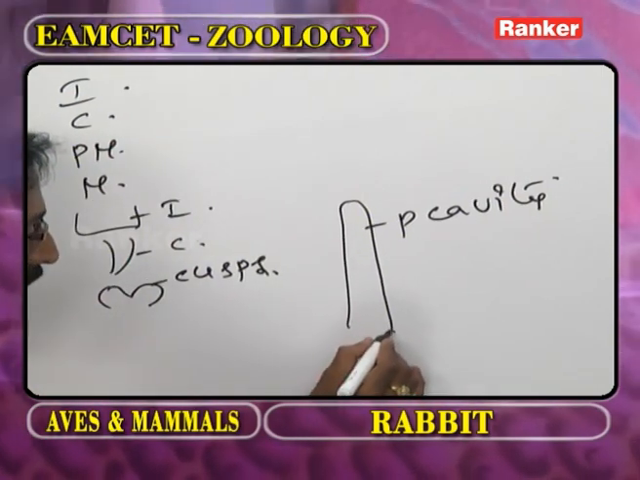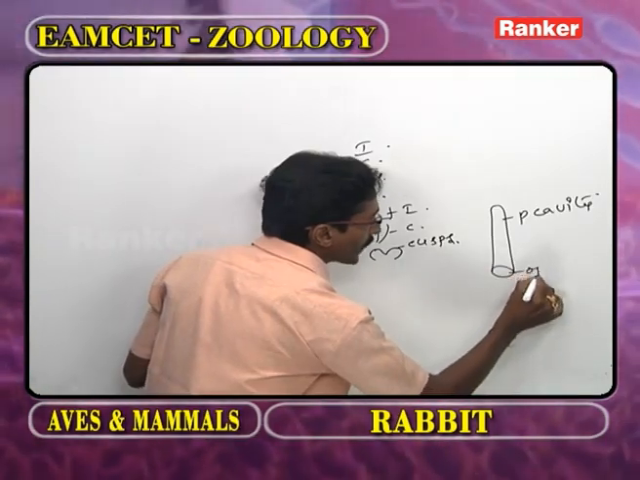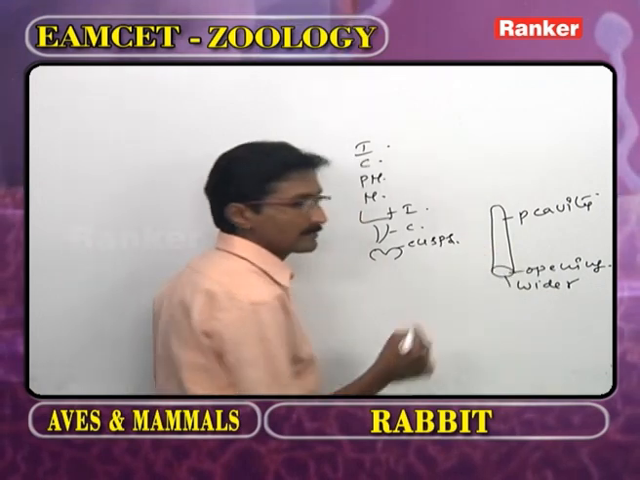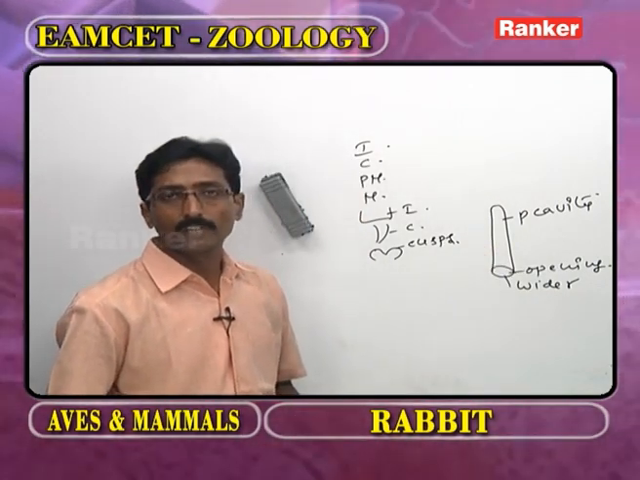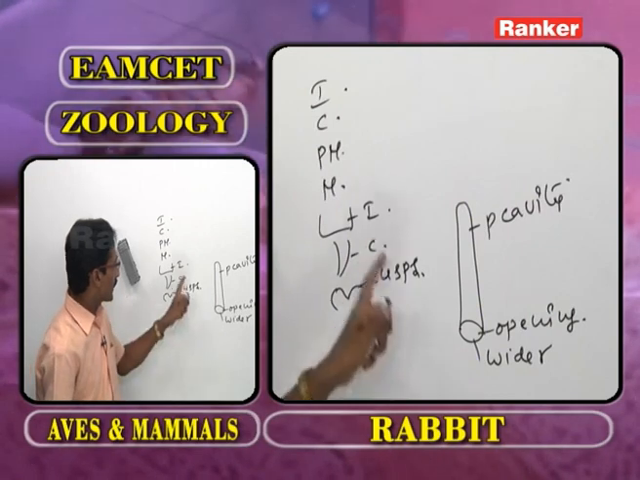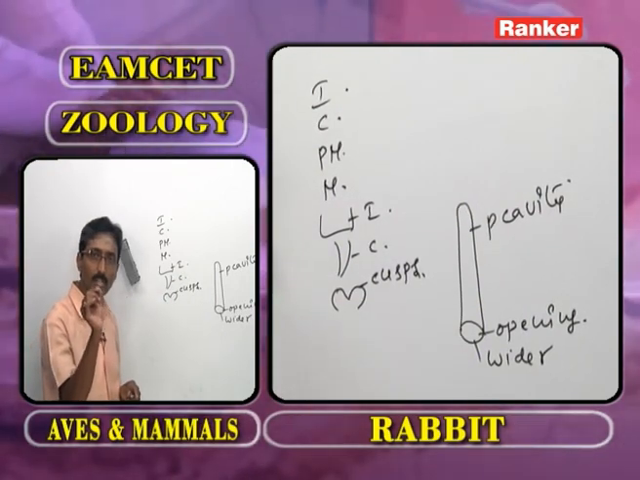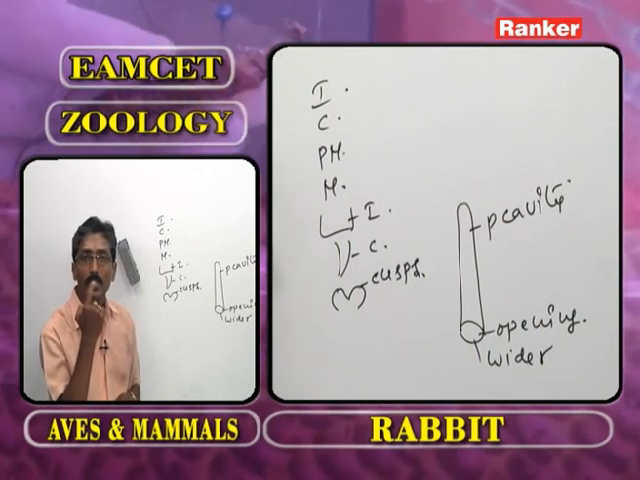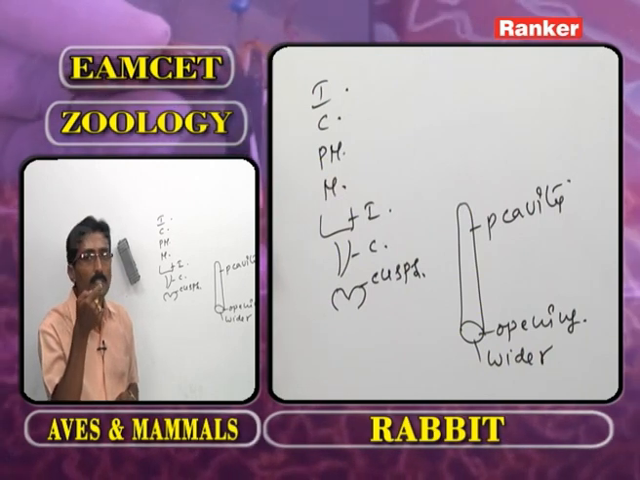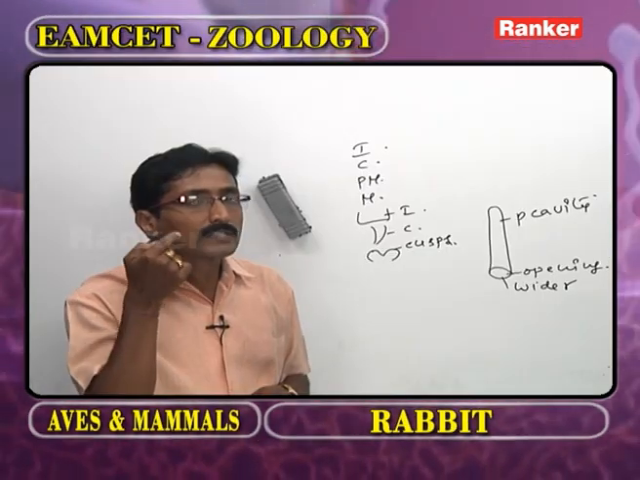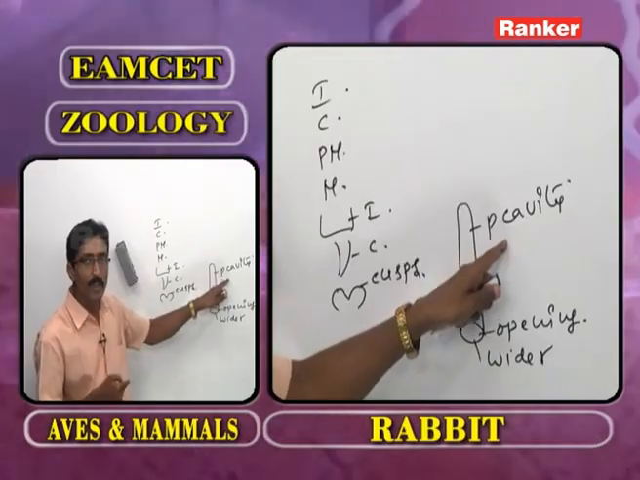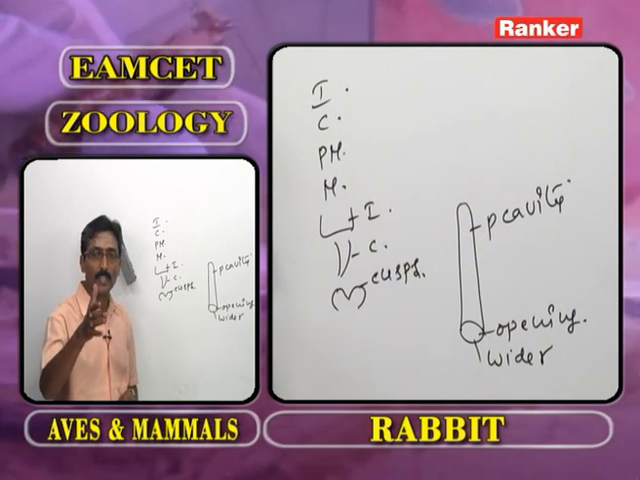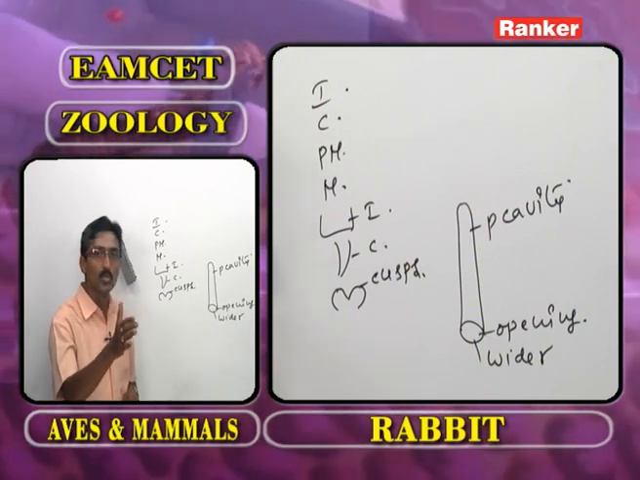Now, in the body of rabbit, the opening of pulp cavity is wider. So, as we observe the body of the rabbit, throughout the life, the incisors exhibit growth. But as we observe in our mouth cavity, the first teeth are called incisors, followed by canines, premolars and molars. In case of rabbit, the incisors are persistent. What is meant by persistent? They grow continuously throughout the life.